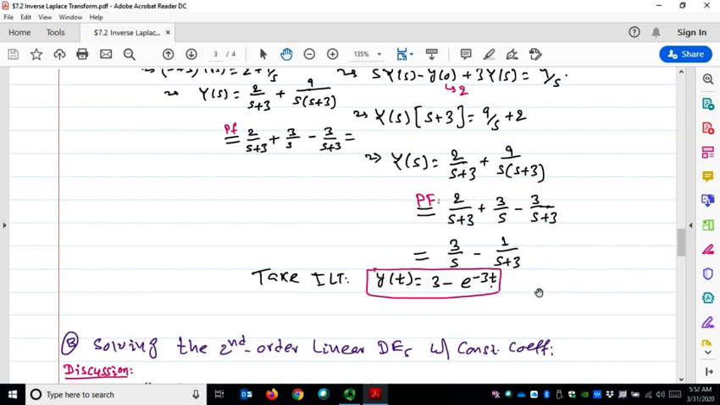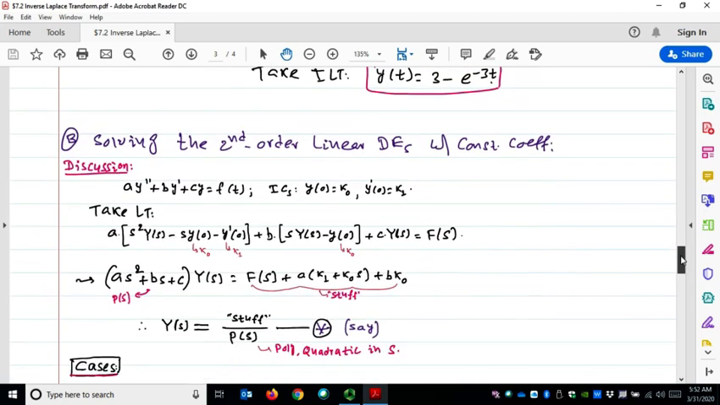And finally, take the inverse Laplace transform. So the left side is capital Y of s, and the inverse Laplace transform of capital Y of s is little y of t, which equals the inverse Laplace transform of 3 over s, which is 3, minus the inverse Laplace transform of 1 over s plus 3, which is e to the power negative 3t. Great.